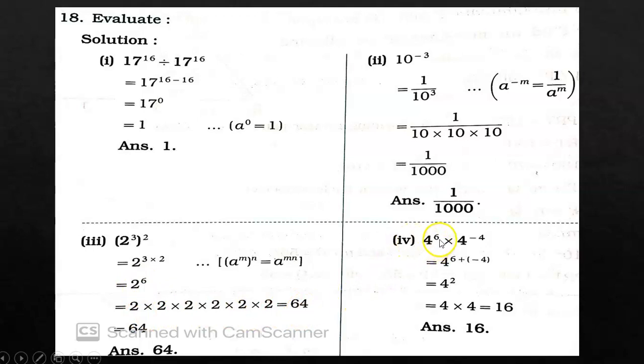Fourth one, 4 raised to 6 multiplied by 4 raised to minus 4, which is 4 raised to 6 plus minus 4, means 4 raised to 6 minus 4, which is 4 raised to 2. That is 4 into 4, answer is 16. Please write the law which is used over here.